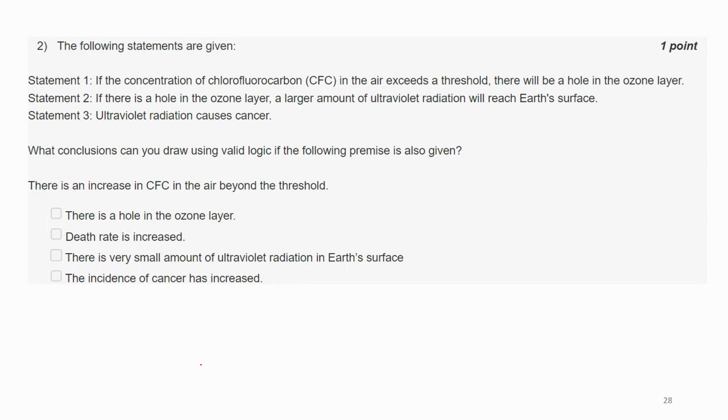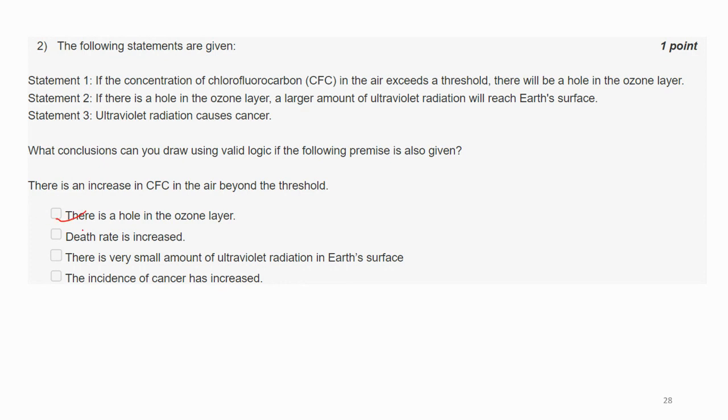So what is the premise? There is an increase in CFC in the air beyond the threshold, right? So now you can understand that multiple options will be correct. It is saying that if there is an increase in the CFC beyond the threshold, then there will be a hole in the ozone layer. So there is a hole in the ozone layer.